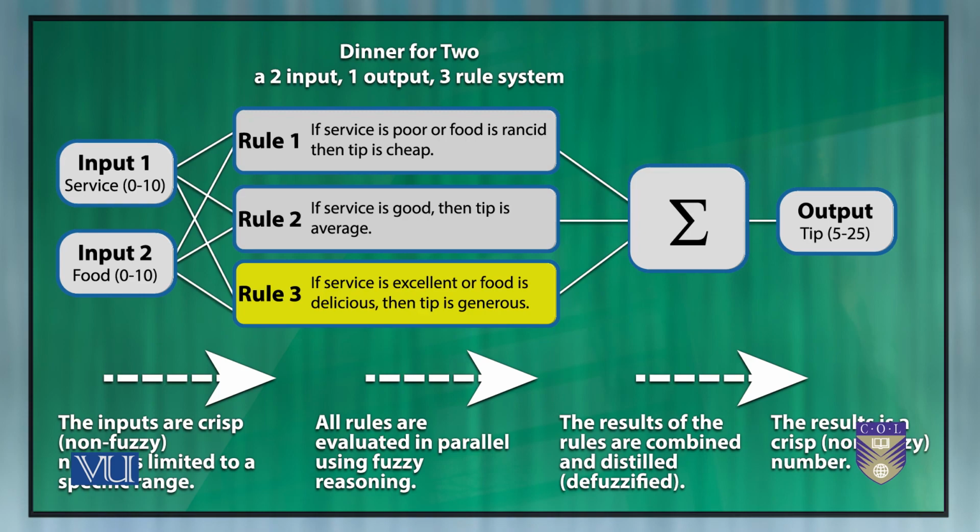Now each of these rules is separately evaluated and then sent to this aggregation part, as you can see, which is trying to combine the outputs of these three. And then it is defuzzified. So this sigma that you see here is the result, the compilation of the effects of these three rules, and they are then defuzzified and come up with a number which is the amount of tip that you want to give.